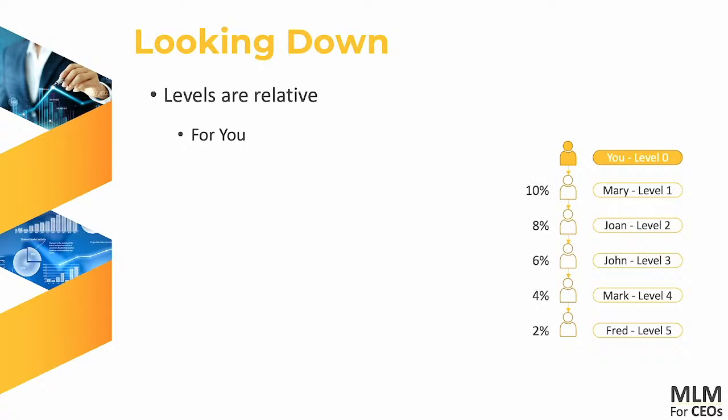Now let's say we are paying 10% on level 1, 8% level 2, 6% level 3, 4% level 4, and 2% on level 5. That would be kind of a typical type of scenario.